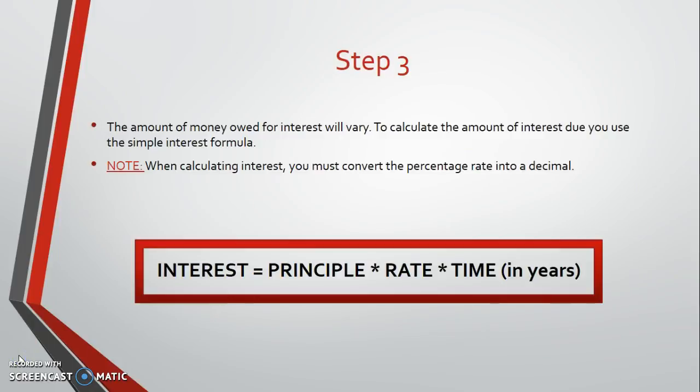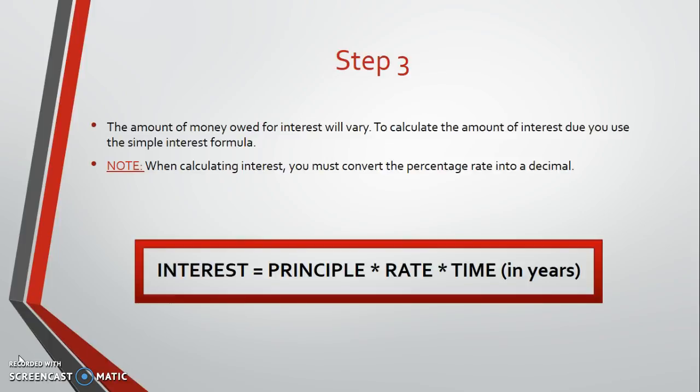Step 3. The amount of money owed for interest will vary. To calculate the amount of interest due, you use the simple interest formula. Note, when calculating interest, you must convert the percentage rate into a decimal. So, an example would be if I buy a car for $1,000 and my interest rate is 9.2% and my loan period is for 48 months. You must convert all of the numbers to match the formula.